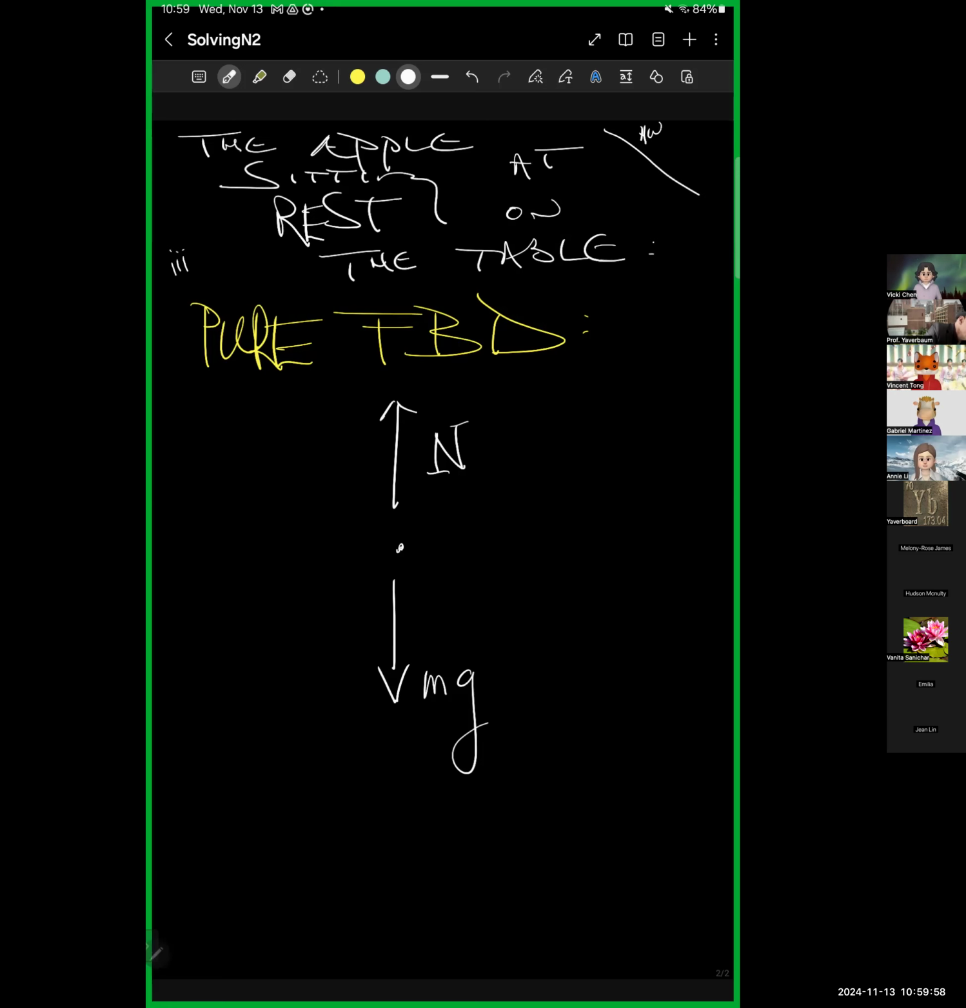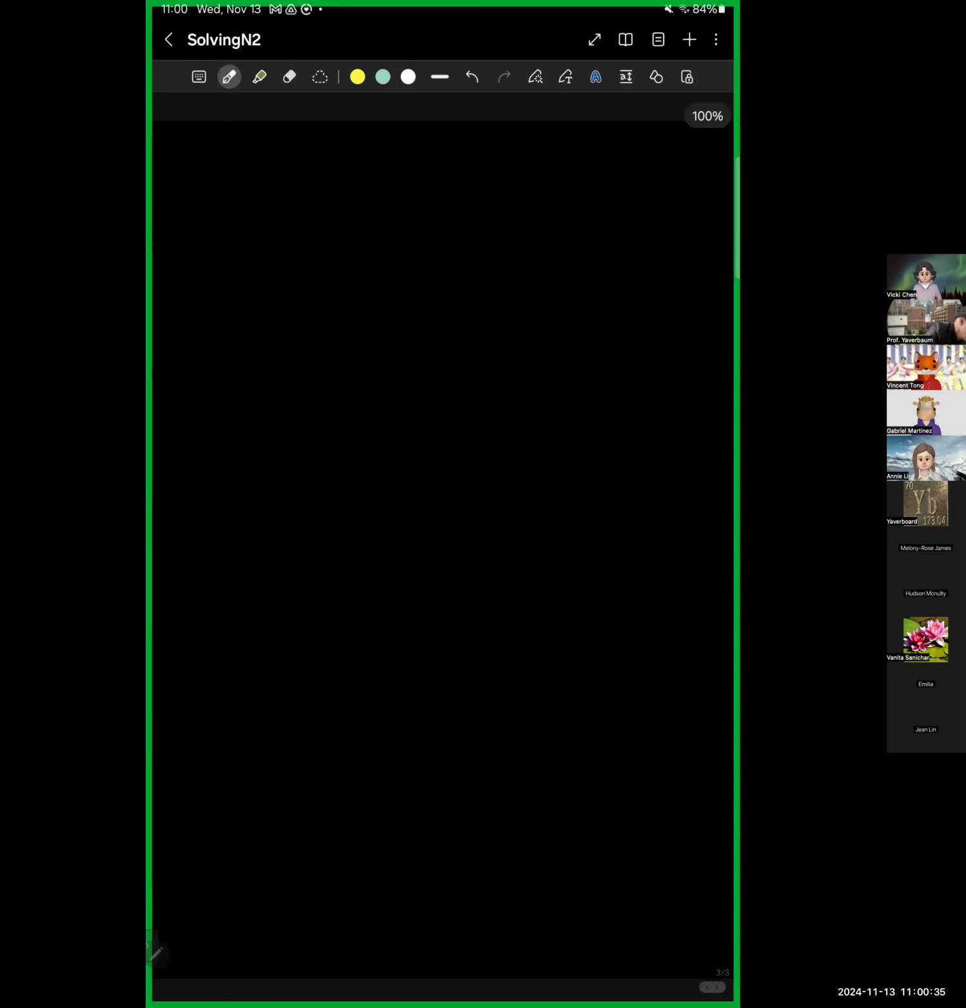This is homework 8. So then it asks in 4, what are the Newton's third law pairs?